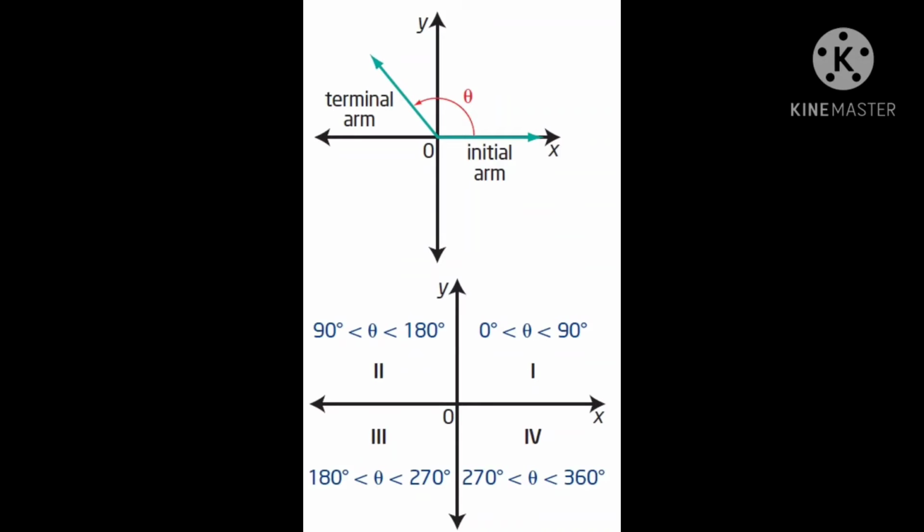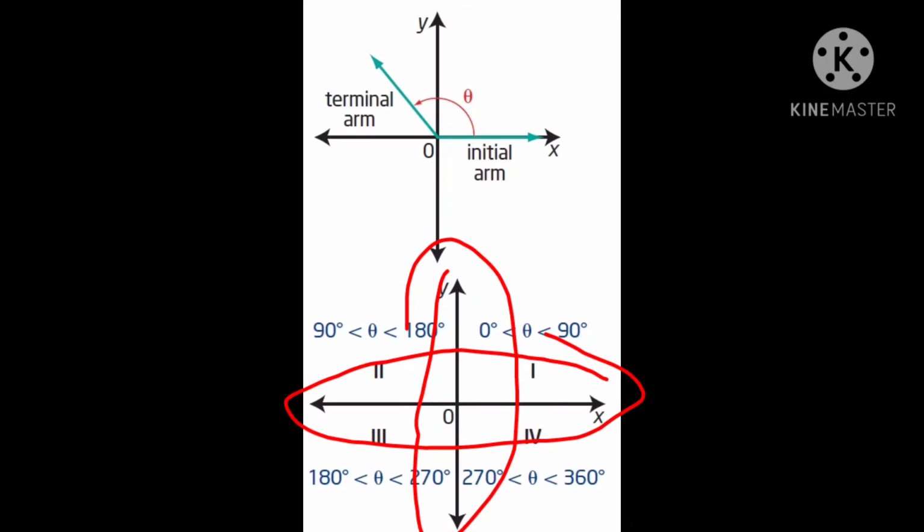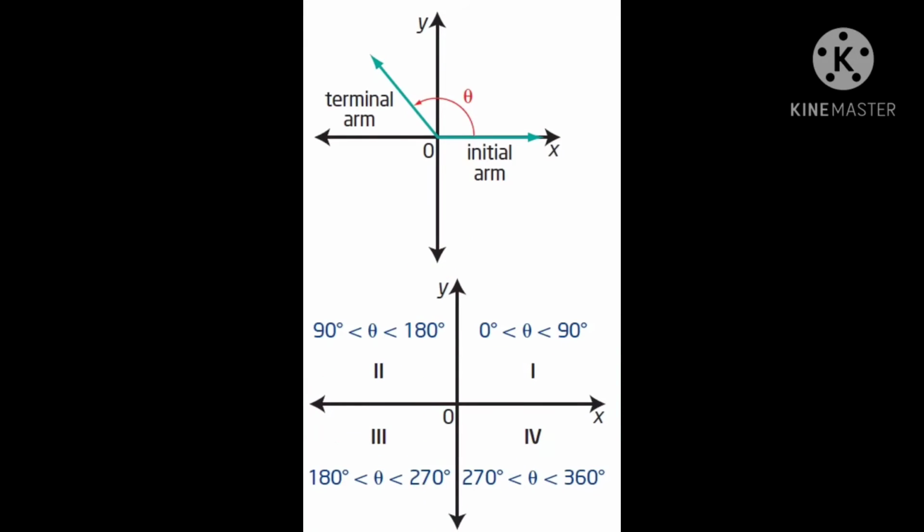Angles in the standard position having their terminal sides along the x-axis or y-axis are called quadrantal angles. The 0 degree, 90 degree, 180 degree, 270 degree and 360 degree are quadrantal angles. Listen, the first quadrant lies between 0 degrees to 90 degrees. Second quadrant is 90 degrees to 180 degrees. Third quadrant is 180 degrees to 270 degrees, and the fourth quadrant 270 degrees to 360 degrees.